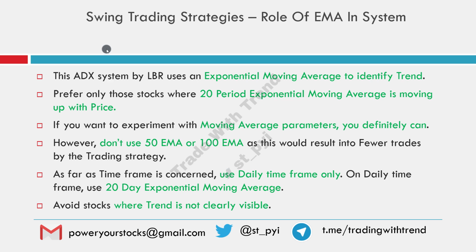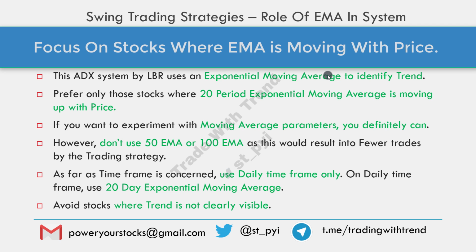So let us now understand the role of the exponential moving average in this strategy. This ADX trading strategy by LBR uses an exponential moving average to identify the trend. I would actually recommend the same thing because exponential moving averages stay closer to the price. Now prefer only those stocks where the 20 period exponential moving average is moving up, if you want to trade on the long side, and prefer only those stocks where the exponential moving average is moving down with price if you want to go short.